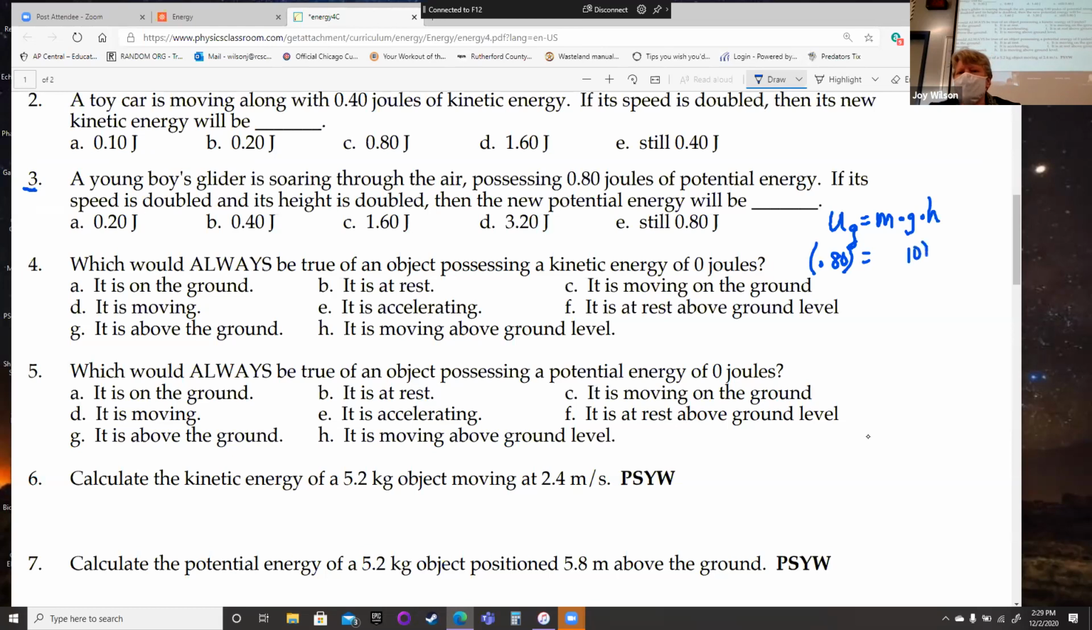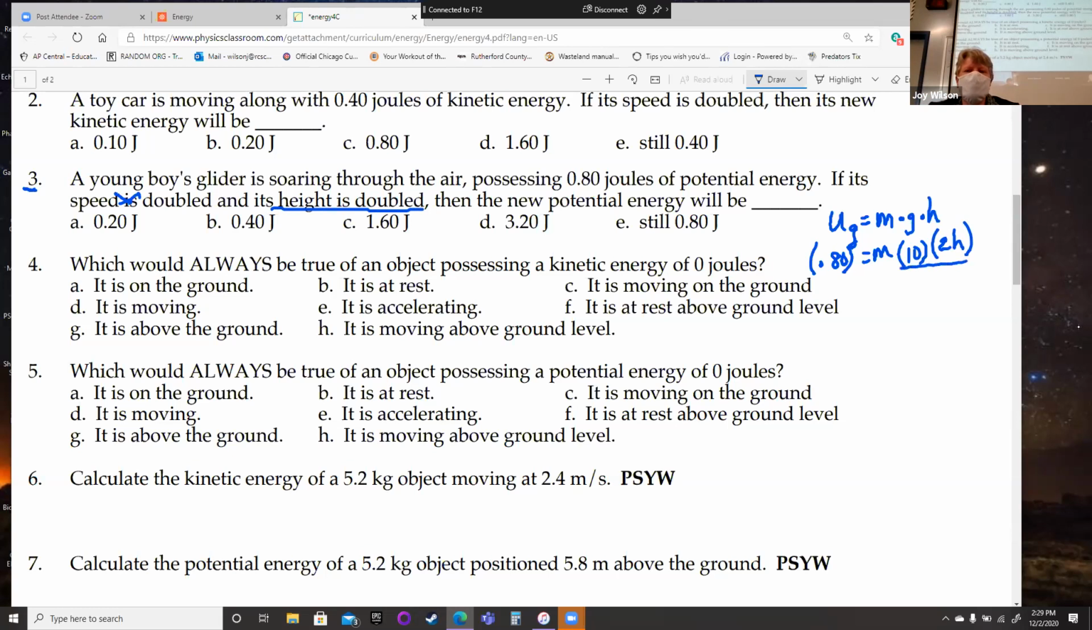Well, gravity doesn't change, right? Gravity's acceleration is 10 every time we see it. But we did do something to the speed. Is speed part of the potential energy equation? No, it's not. So that part doesn't matter. But they also said its height is doubled. So I would put a 2 height in here instead of a 1 height. I doubled it. And I didn't change the mass.